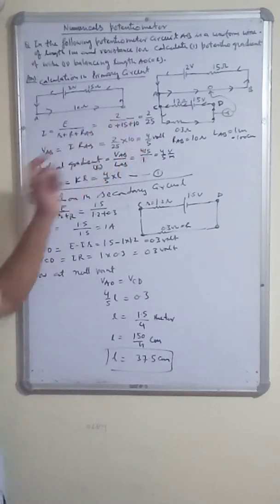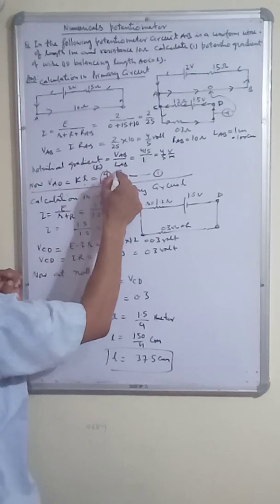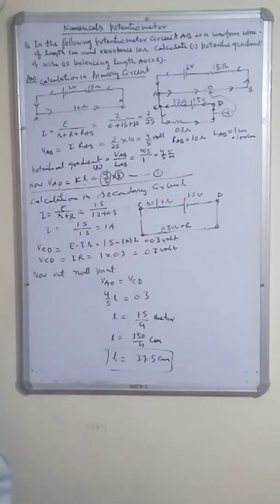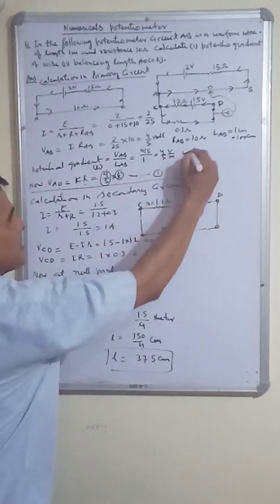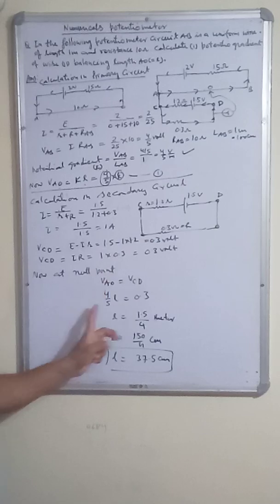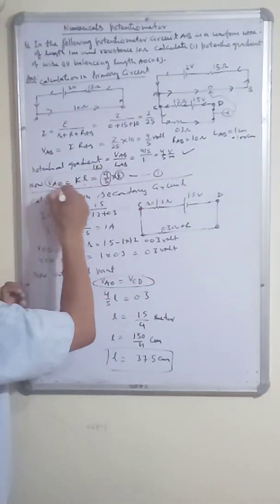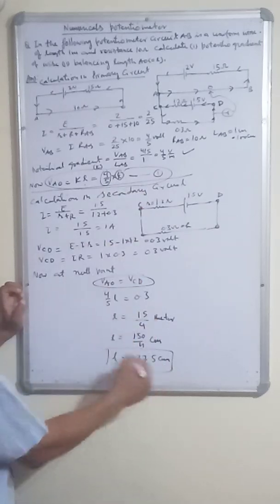And now what is the voltage balancing length AO? K into L. K is 4 by 5, and L is what we have to calculate. Okay, now this is the way by which the potential gradient is asked. ये पूछा गया, ये निकाल सकते हैं. Now in the calculation in this circuit you have to calculate the terminal voltage. Now you require another point. This voltage must be equal to this voltage. Okay, so this is the answer.